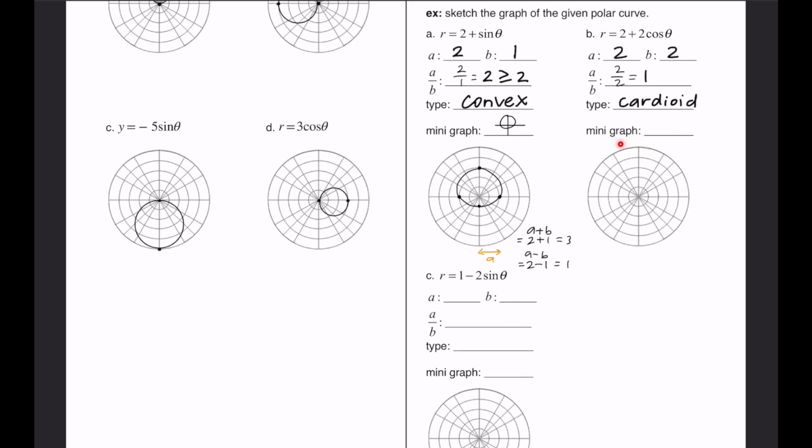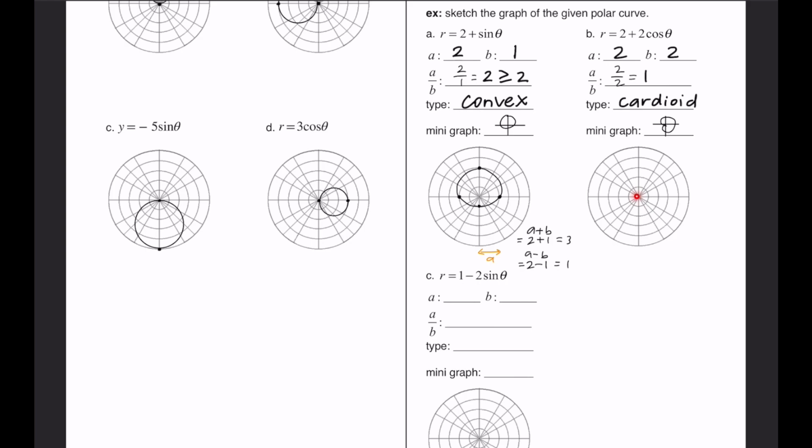And then let's go ahead and draw a mini graph. Since we have cosine, the graph is going to lie along the x-axis, and since we have a positive, the graph is going to be over here. So kind of picture you had this one, because sine was positive, it was up. For cosine positive, that means it's rotated on its side, coming out. So there's our mini graph, and let's go ahead and graph it here.